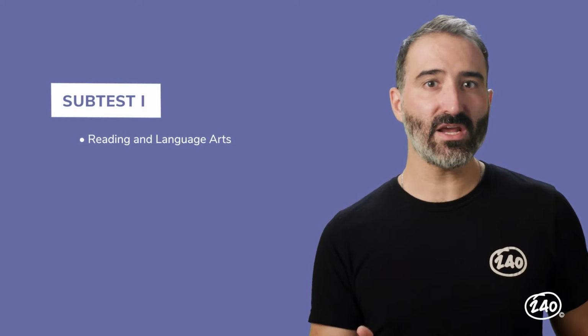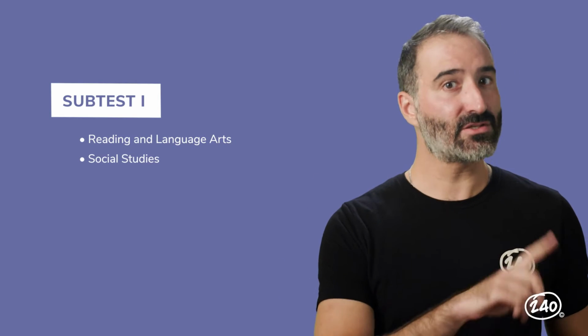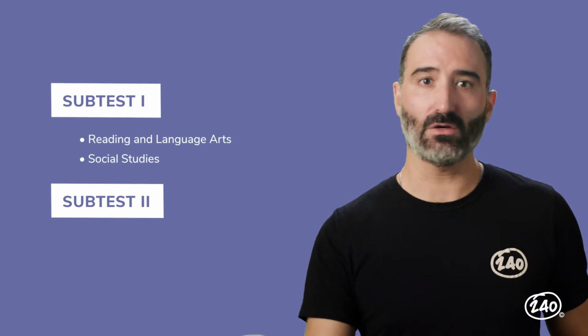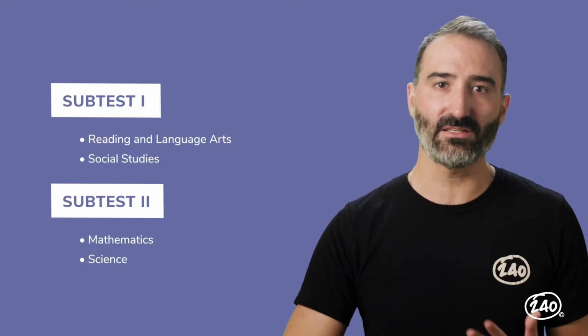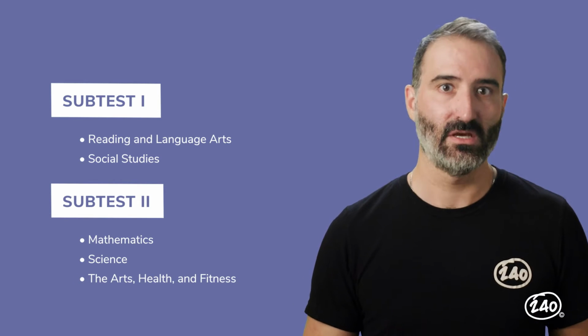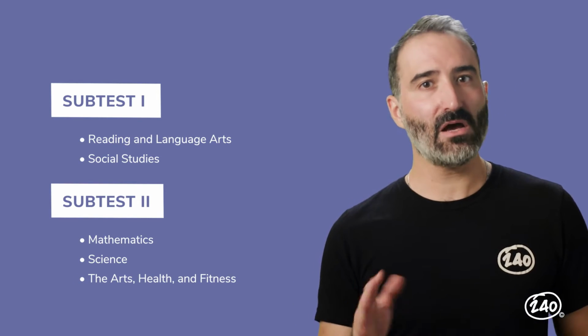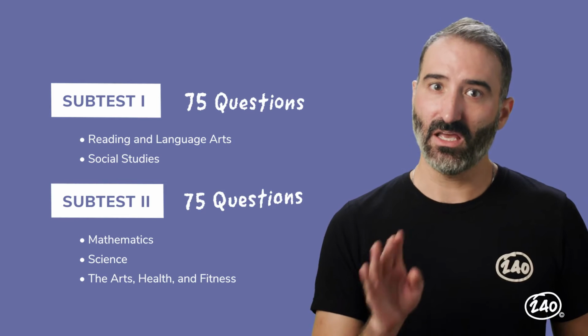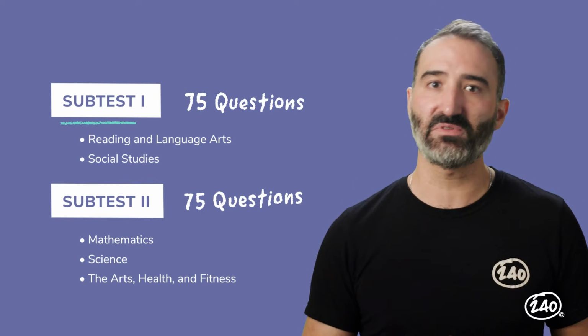Now, the OAE education exam is split into two subtests. Subtest 1 covers reading and language arts, as well as social studies. Subtest 2 is a whole different test. It covers mathematics, science, the arts, health, and fitness. Each of these two tests have about 75 multiple choice questions. In this video, we're going to zoom in on Subtest 1.